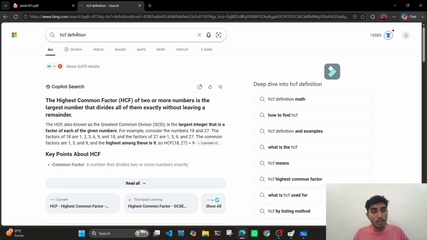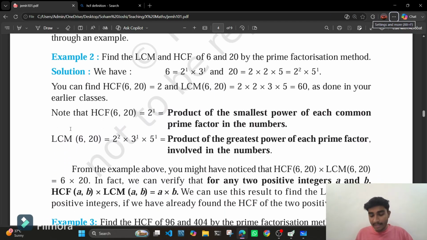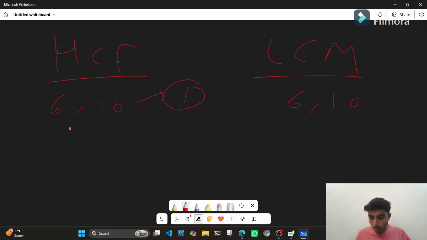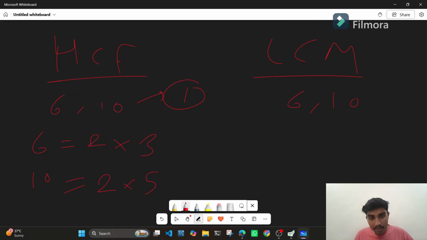Okay, so how do we find HCF? Let's say we need to find HCF by the method of prime factorization. So what will we do? We write 6 and 10 as a product of their primes. Let's say 6 is written as 2 into 3. 10 is written as 2 into 5, right?